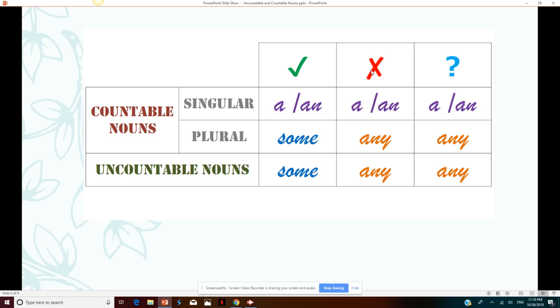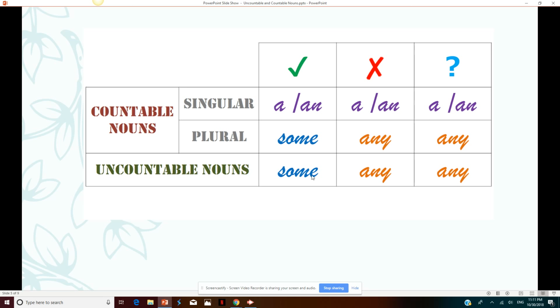Now, with negative sentences, in singular we can use a. With plural countable nouns, if the sentence is negative, we use any. And with uncountable nouns in negative sentences, we use any. We can also make questions with a and an with countable singular nouns, and any with countable plural nouns and uncountable nouns.